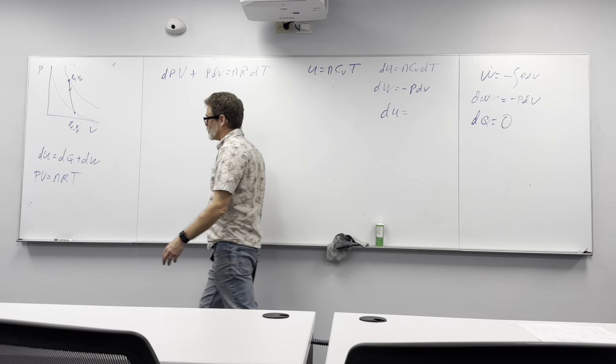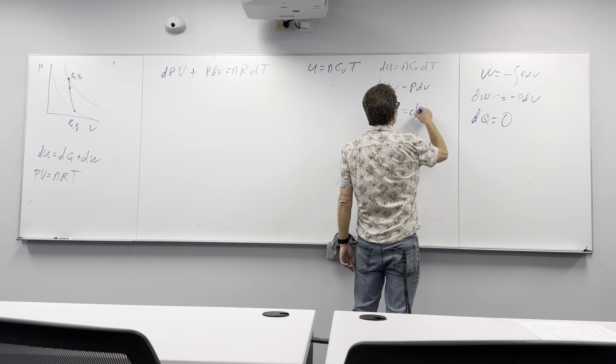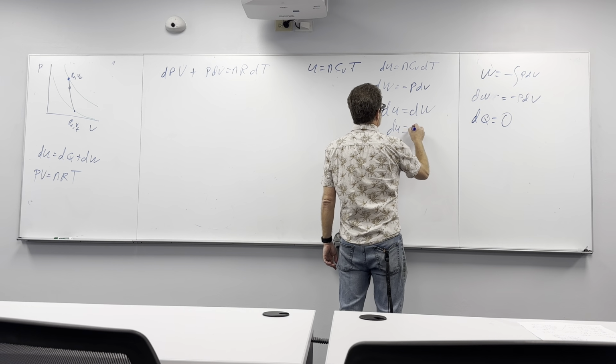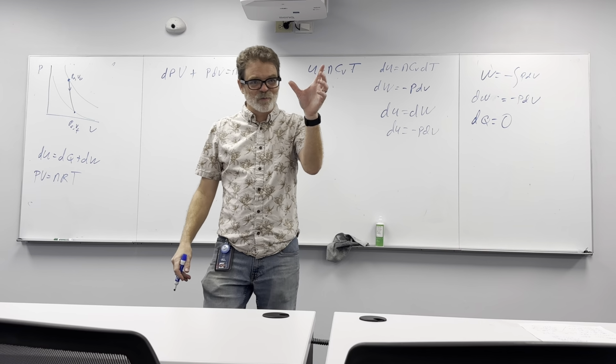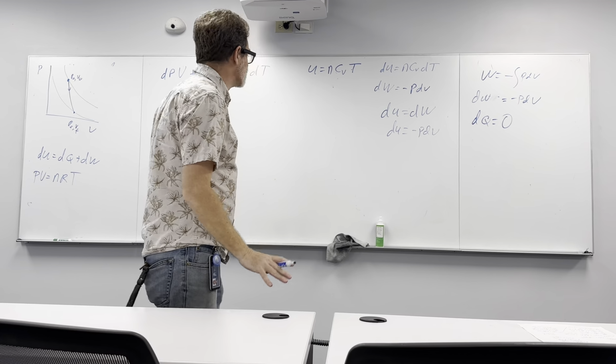dU is also equal to the work. But that's equal to what? Negative PdV. Minus P dV. Okay, I'm putting all these little pieces together so we can build up the result. Right, this is good for you.